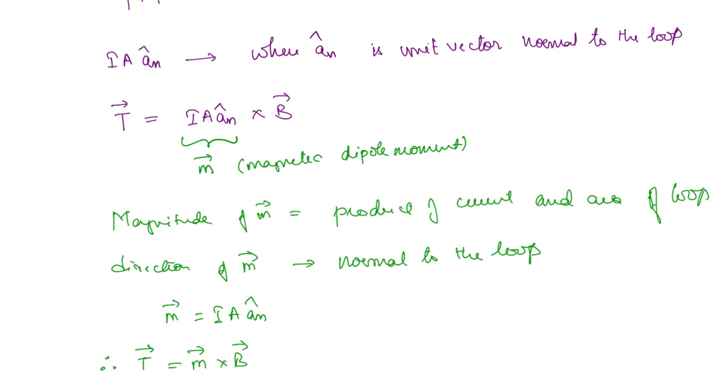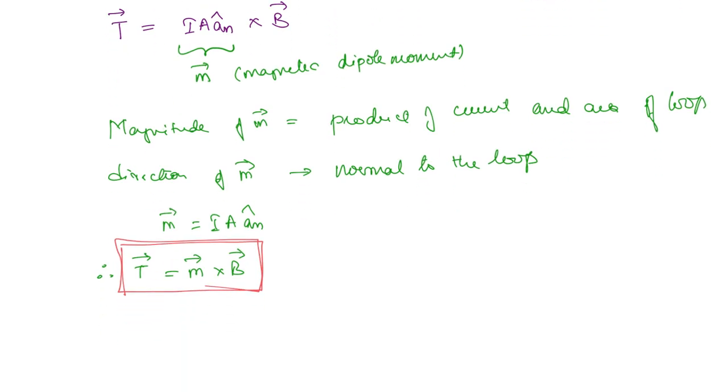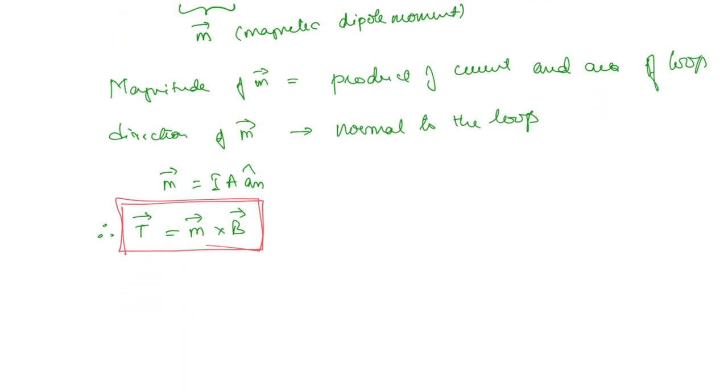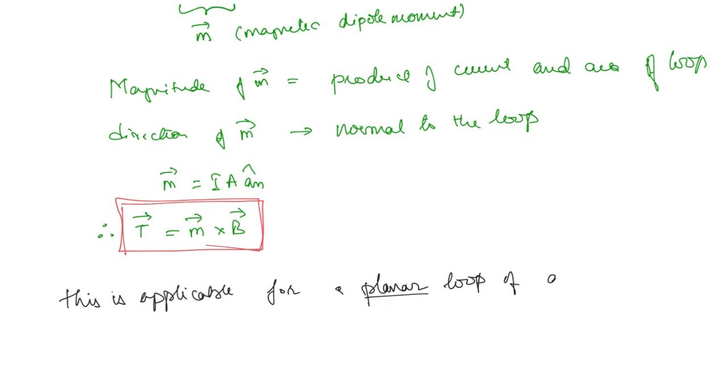Now one important thing here is, this is not just applicable to only rectangular areas but also for any loop of any arbitrary shape. The only condition is that it should be planar. Okay. So this is applicable for a planar loop of any arbitrary shape.